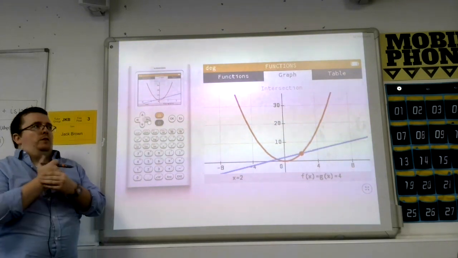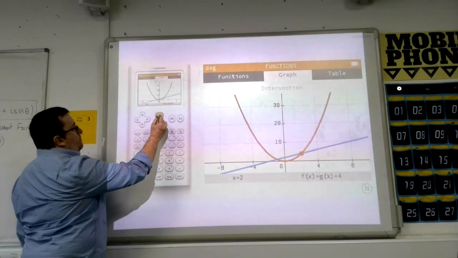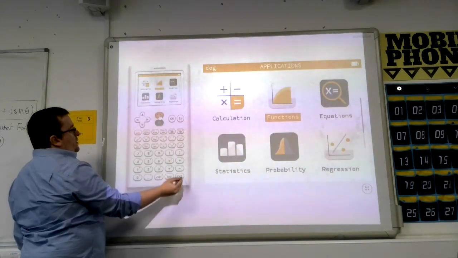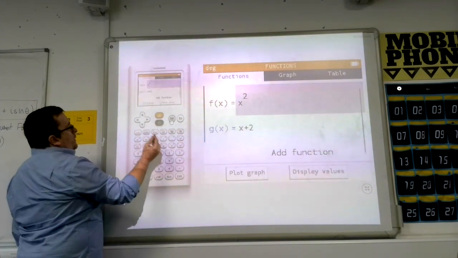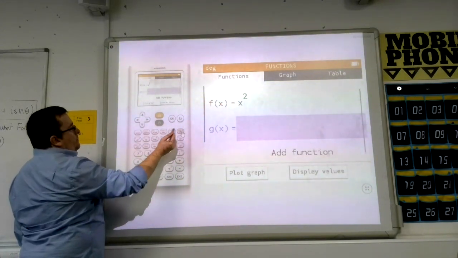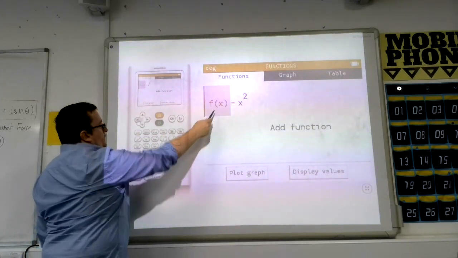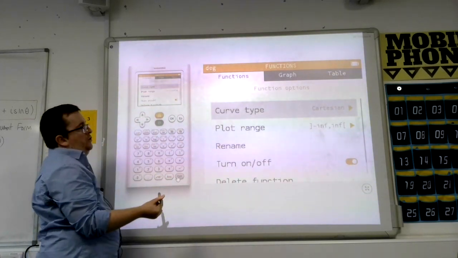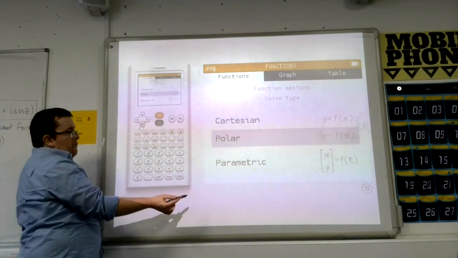Right, what else should I show you? For second year further maths students, you might want to be interested in things like polar graphs. So let's delete that one. And if I just go and hover over this, I can select it and change it to a different curve type. So I can go to polar curves, I can go to parametric curves.